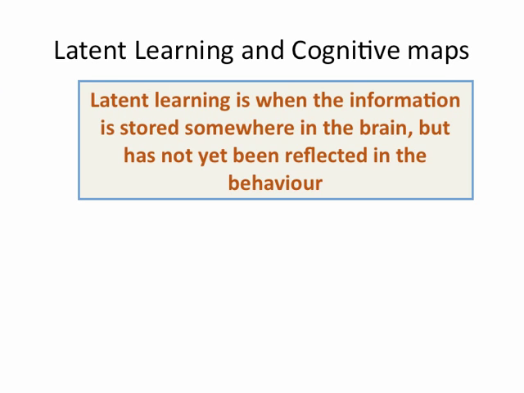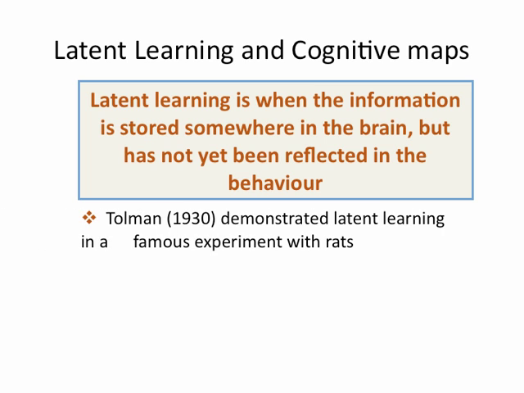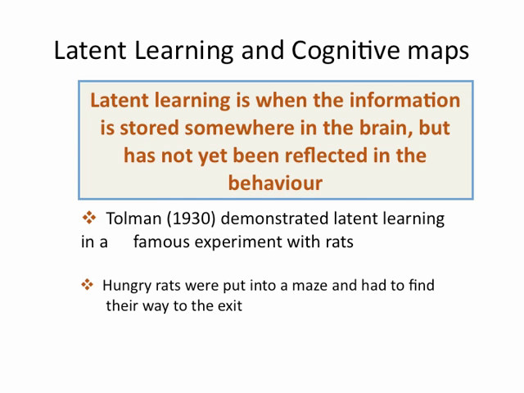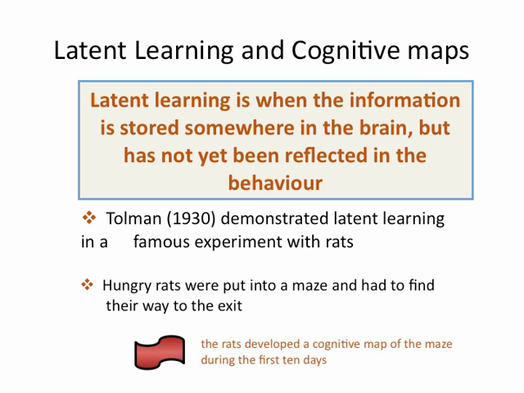Latent learning and cognitive maps. And this is where we're going to see Tolman. Latent learning is when information is stored somewhere in the brain but has not been reflected in our behavior. So we've learned something, but we haven't had the ability to use it yet. Tolman demonstrated latent learning in a famous experiment with rats. Hungry rats were put into a maze and had to find their way to an exit. The rats developed cognitive maps of the maze during the first 10 days.